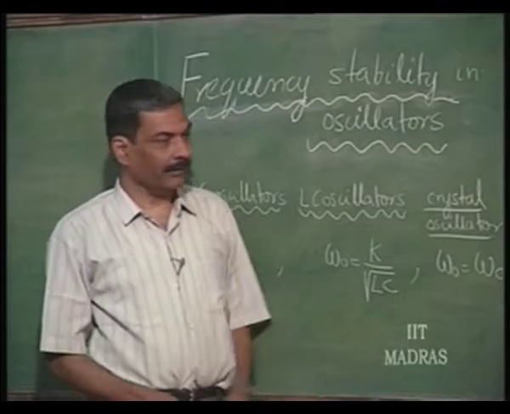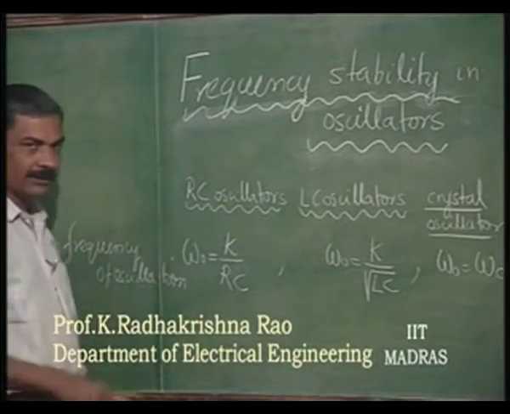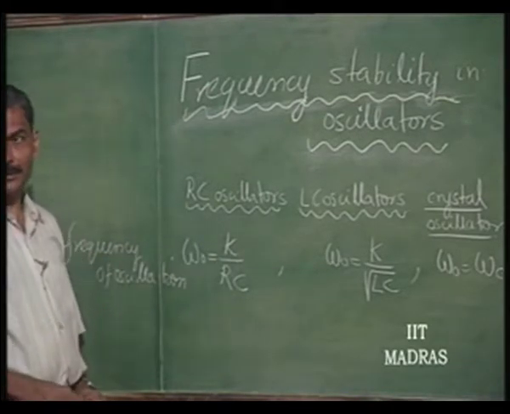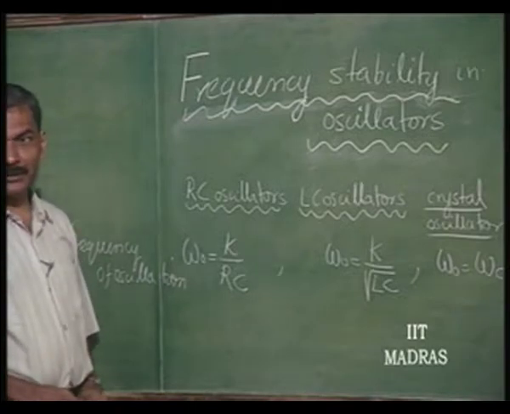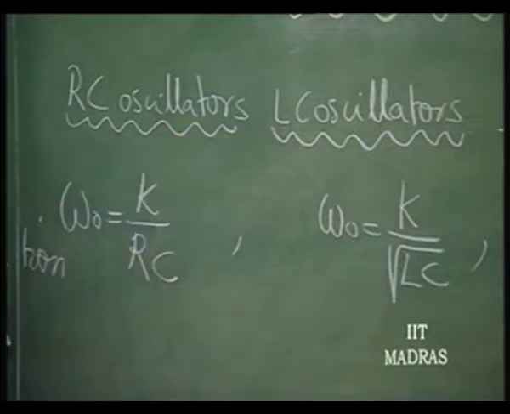We had discussed a variety of oscillators so far. RC oscillators, under this category we had discussed Wien bridge oscillator, phase shift oscillator. LC oscillators, under this category we had discussed Hartley, Colpitts oscillator, and also gyrator simulated oscillators.